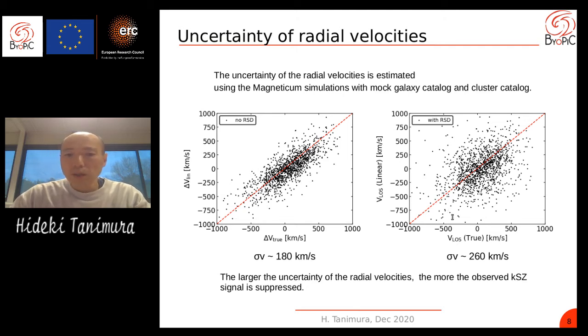The value of the uncertainty is relatively large, and this is not good because the larger the uncertainty, the more the observed KSE signal is suppressed in our analysis. But we can use the value of this uncertainty to find out the intrinsic amplitude of the KSE signal.